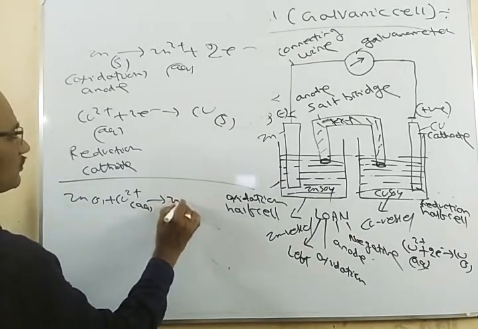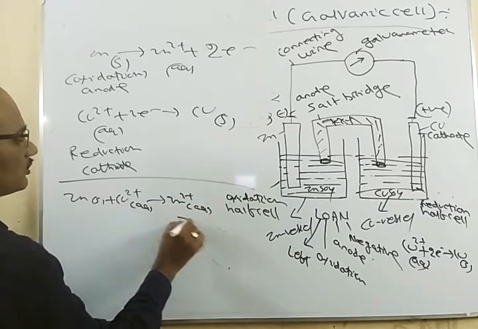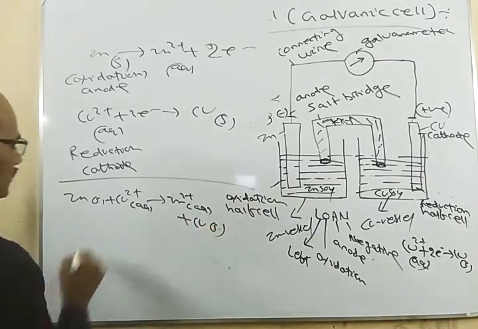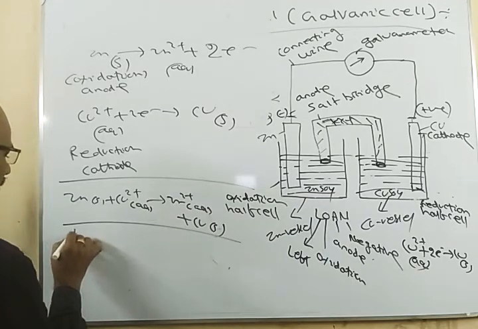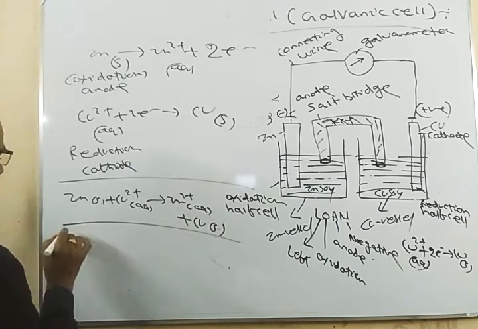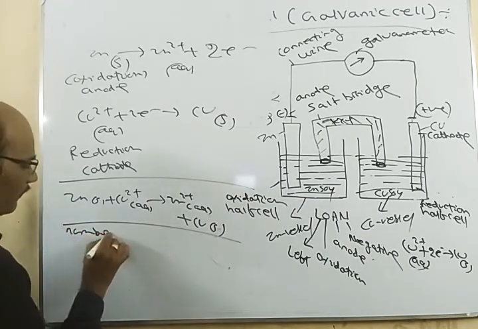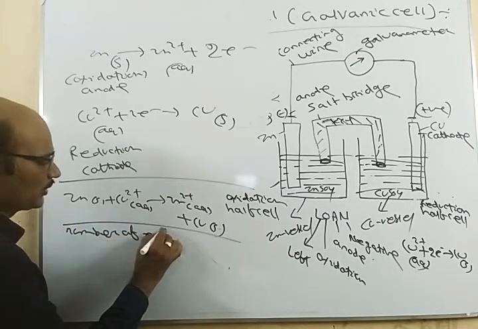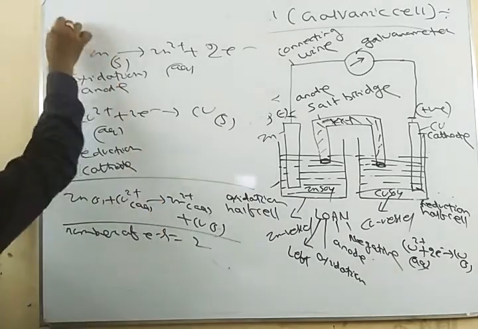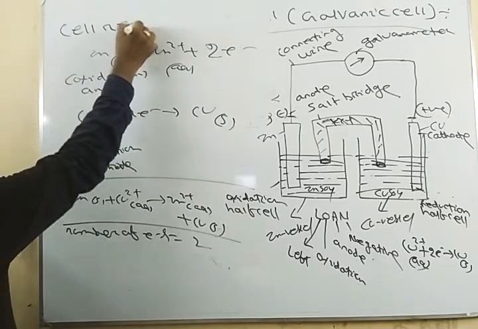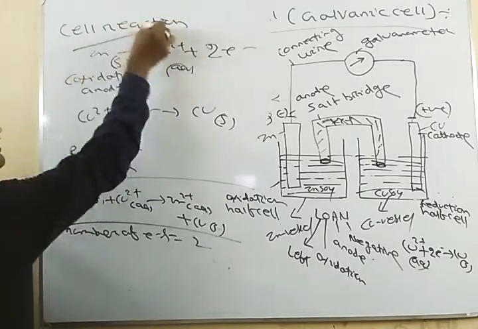Zn2+ aqueous plus Cu solid, and here the number of electrons n is 2. This is called the cell reaction.